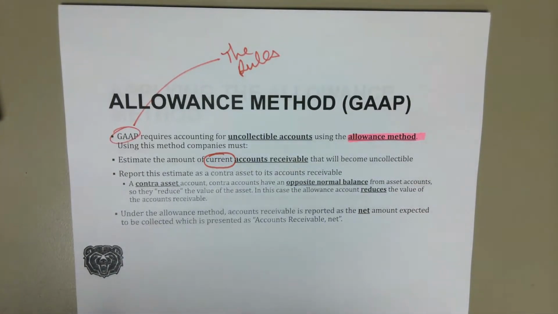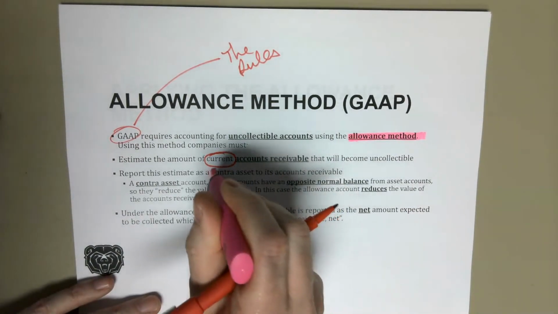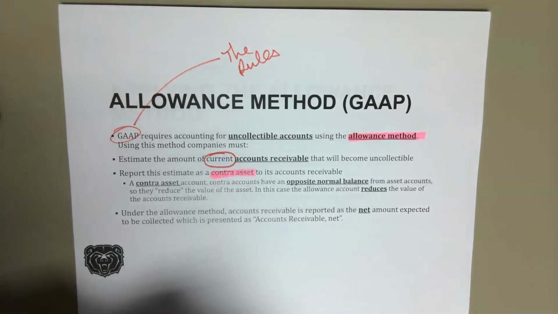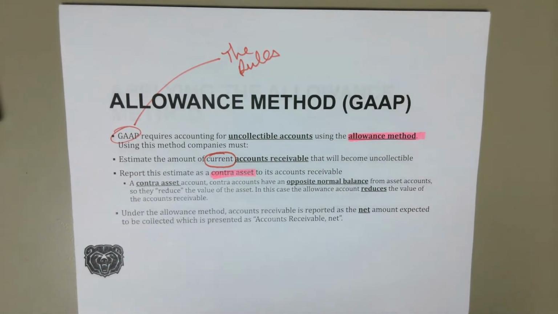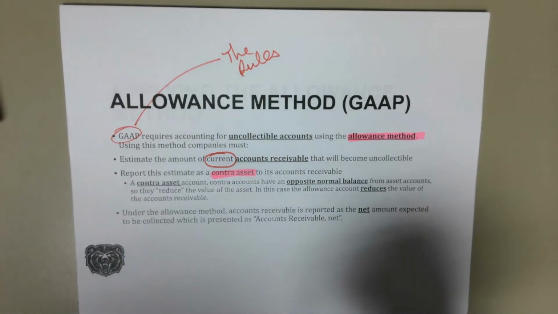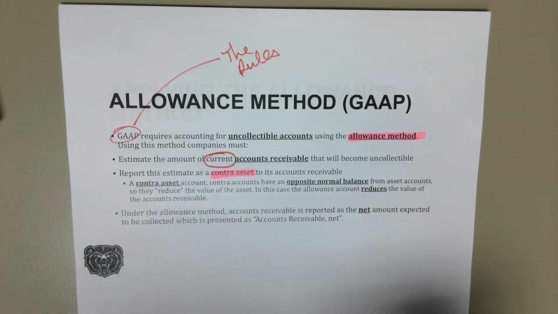Now, there are a couple of different ways we can do that. Okay, we're going to do the simple way. Then we report this estimate as a contra asset. I told you guys this would become important again when we were talking about depreciation and accumulated depreciation. We have other contra asset accounts. One of those is your allowance for uncollectible accounts.